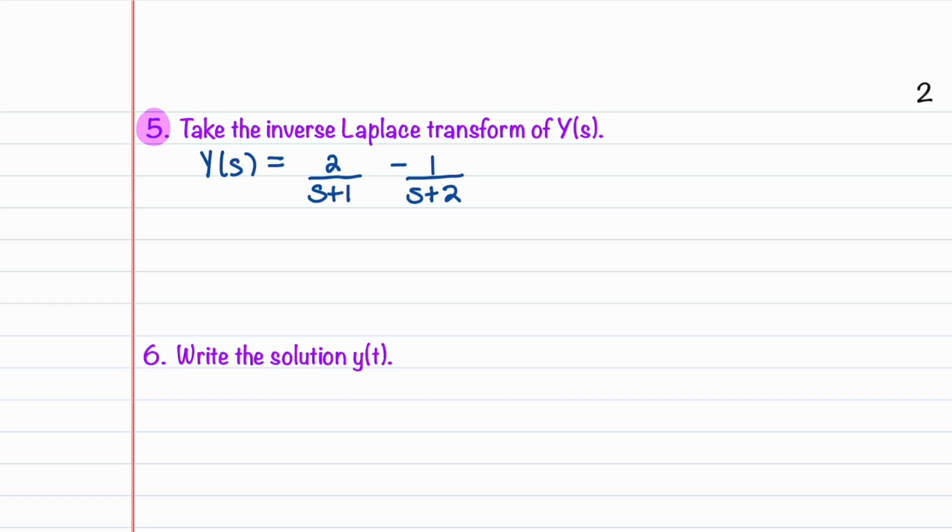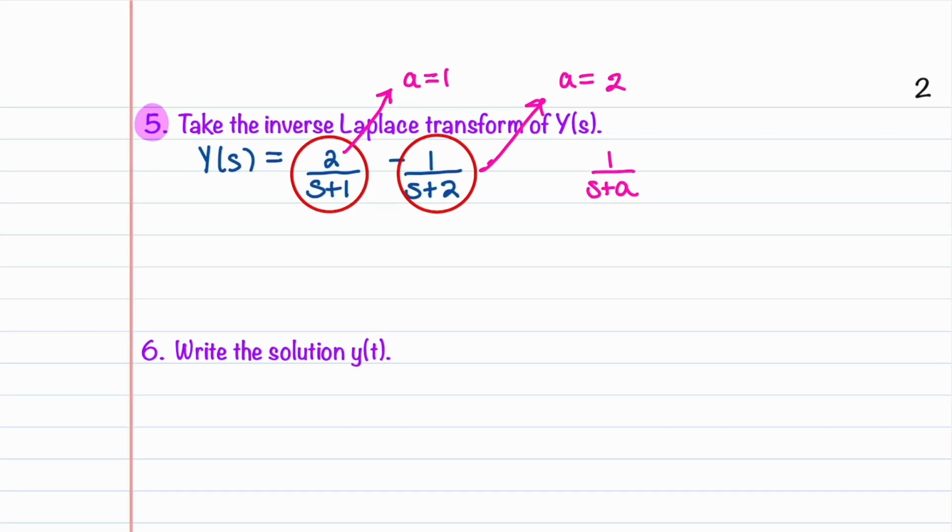In step 5, we need to take the inverse Laplace transform of Y of s, because this is going to give us our solution, little y of t. Notice that both of these algebraic expressions are of the form 1 all divided by s plus a. In this first expression, a is equal to 1, and in our second expression, a is equal to 2.